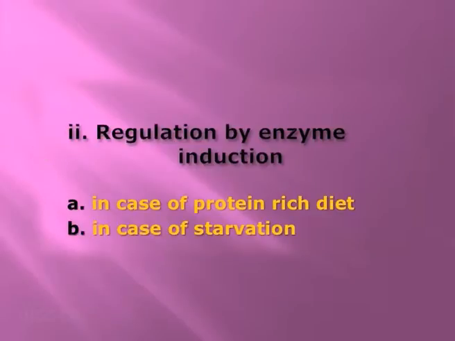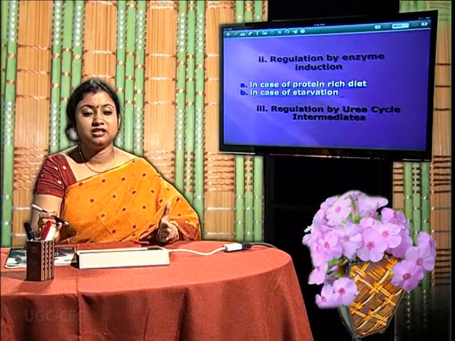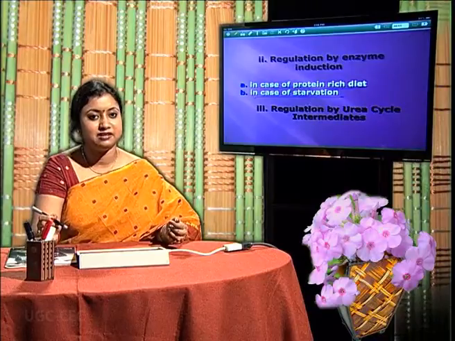The second way of regulation is through enzyme induction. Now it may occur in 2 cases. One is in case of protein-rich diet, another is in case of starvation. Now if we have a protein-rich diet, the dietary proteins undergo hydrolysis to free amino acids, which then generates excess ammonia, thereby stimulating the urea cycle enzymes.